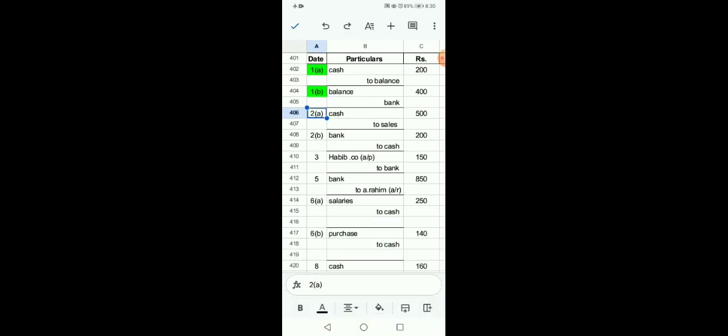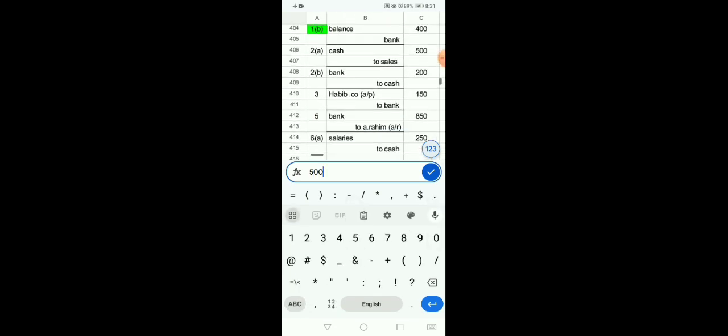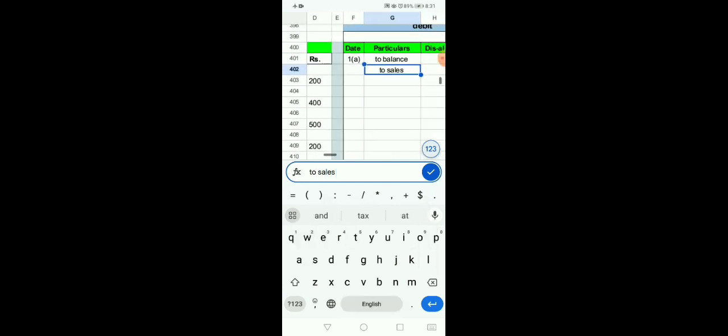And now let's see what 2A is saying. There are two elements, but only one element, as I have described: discount, cash and bank. These are the three elements which would be picked. Nothing else is needed to be posted. Cash is debit by 500. Go to the debit side of cash and write down 500. Now see its reference, and the reference is what is written on the opposite side of cash, that is to sales. So you are just going to write to sales over here. See the date, which is 2A.